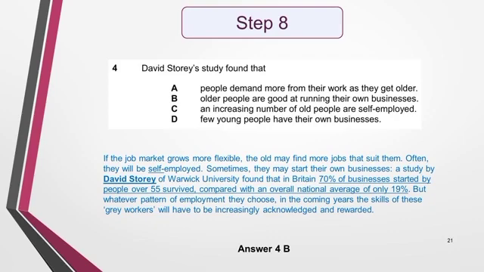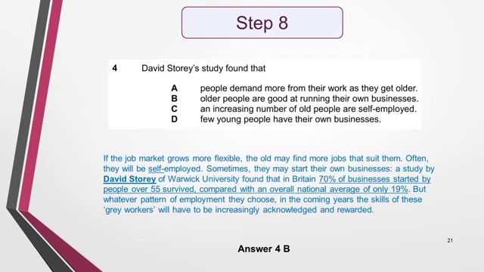This is one of those questions where it's easy to get caught out, as there's information in the paragraph relating to several of the possible answers, especially to self-employment and owning a business. I need to make sure that I focus only on what David Storey's study found out, which is that in Britain, 70% of businesses started by people over 55 survived, compared with an overall national average of only 19%.